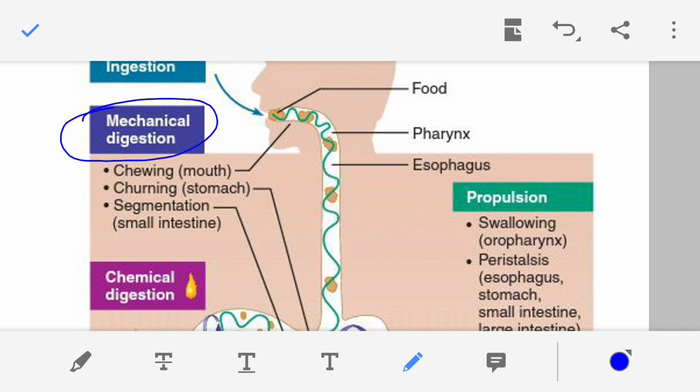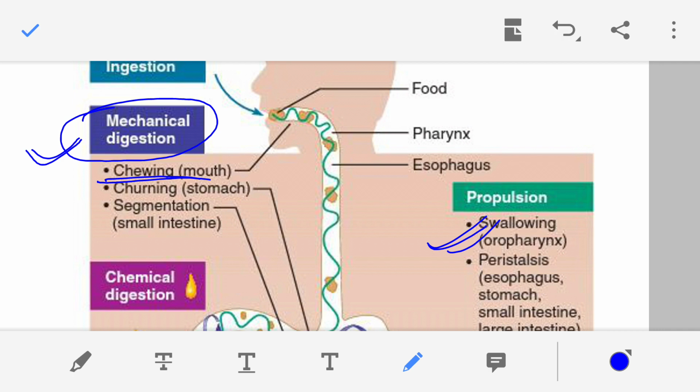When we have ingested the food, the mechanical digestion starts. What is included? The chewing of food in our mouth with the help of teeth, that is mechanical digestion. Then with the help of our tongue the bolus is made, and we engulf this bolus. That process is known as swallowing.